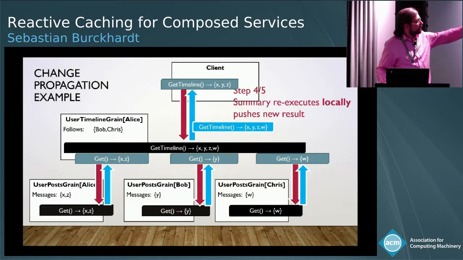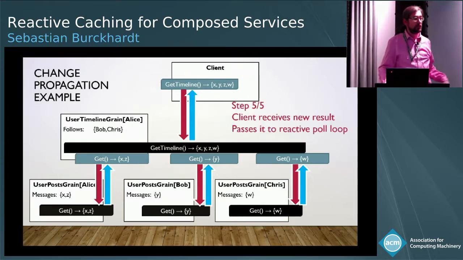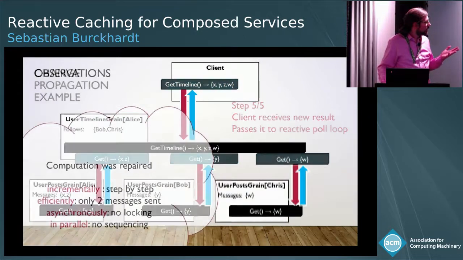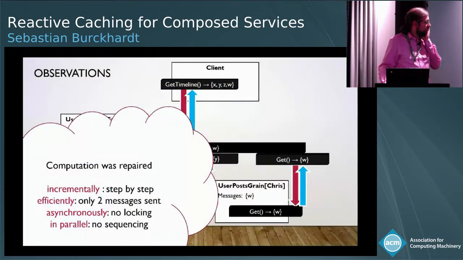And then the new summary is again propagated further on to the client, and the client can deliver it to the reactive polling loop. So you can see how this recursively repairs. The thing I want to point out here is that it's a way of storing a computation and repairing it incrementally. There was no central authority that repaired this graph. It was just locally detecting that something is wrong and then taking appropriate measures. So this is efficient because it only took 2 messages to get the new value to the client.